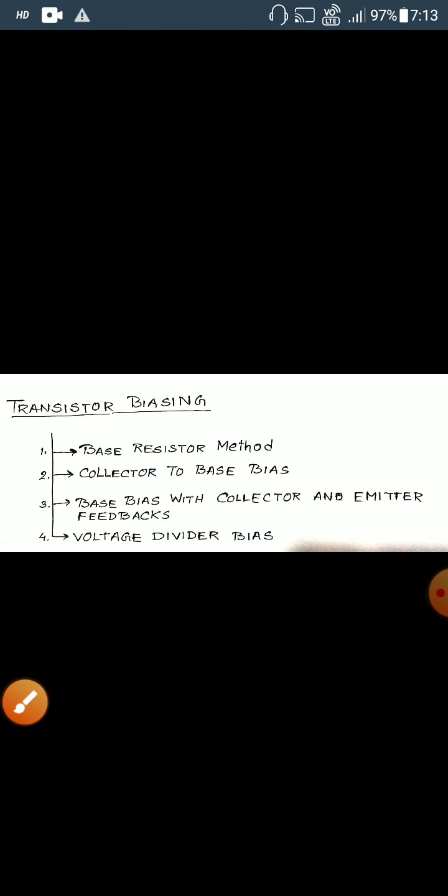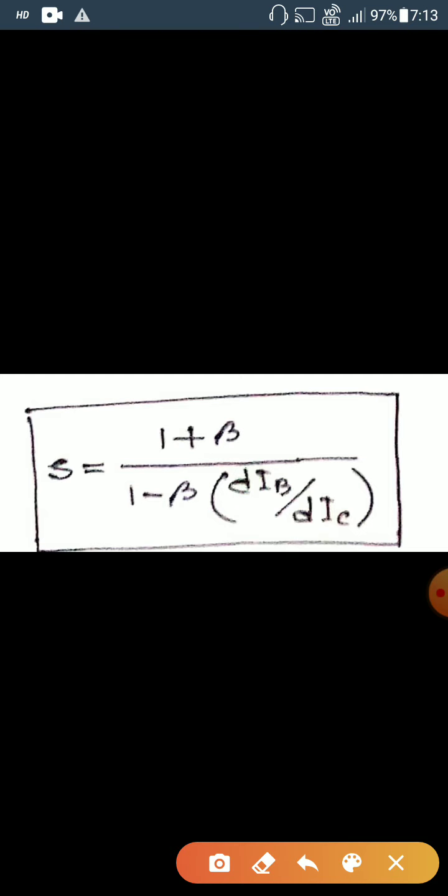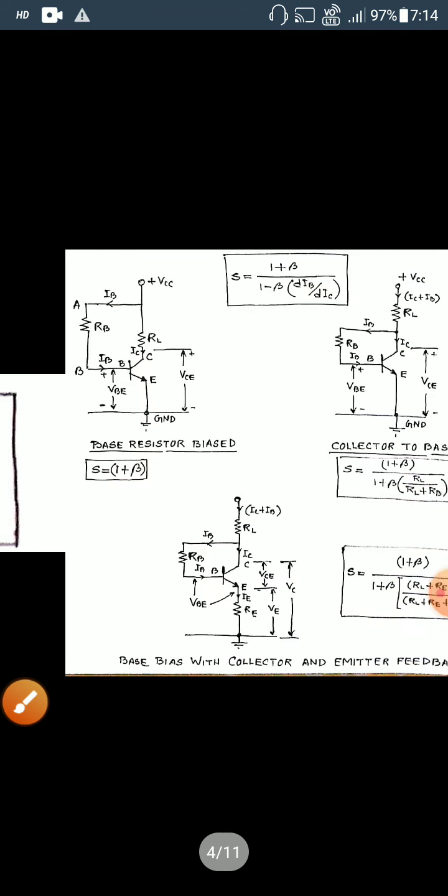Before that, we check some important formulas and the analysis from the previous days. This is A equal to 1 plus beta by 1 minus beta dIB by dIC. This is defined as the stability factor. So if we know the value of beta and also the differentiation value dIB by dIC, you can identify the stability factor for that particular kind of biasing.